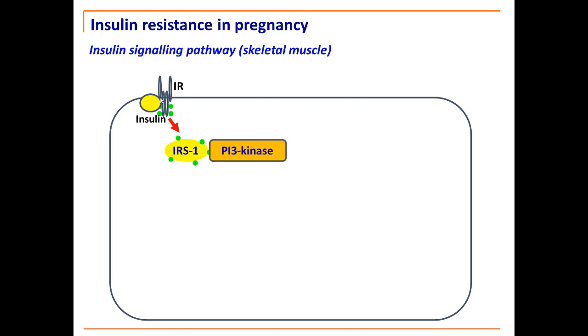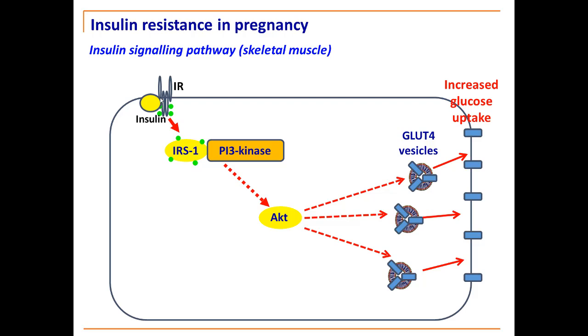And this IRS1 serves as a docking protein for your PI3 kinase, which therefore becomes activated. And then there's a whole cascade of downstream signaling events mediated through AKT, which is also called protein kinase B, and it stimulates a whole downstream network of pathways. So it stimulates the translocation of intracellular GLUT4 glucose transporters to the plasma membrane, and that occurs in both skeletal muscle and adipose tissue, not in the liver. We therefore get increased glucose transport into the cells.